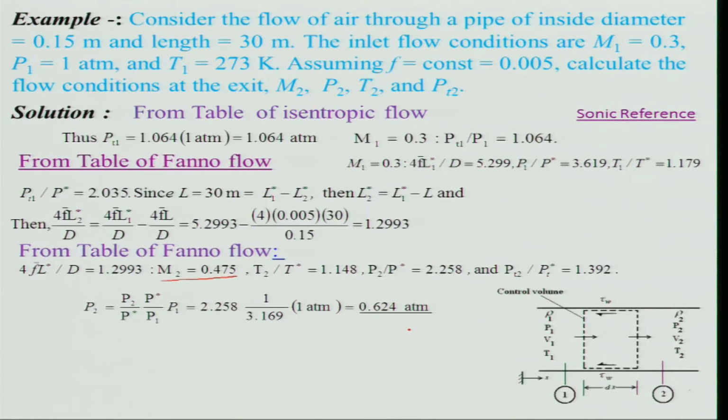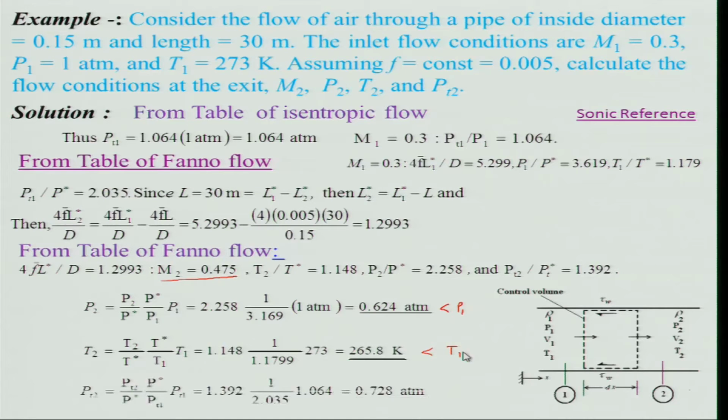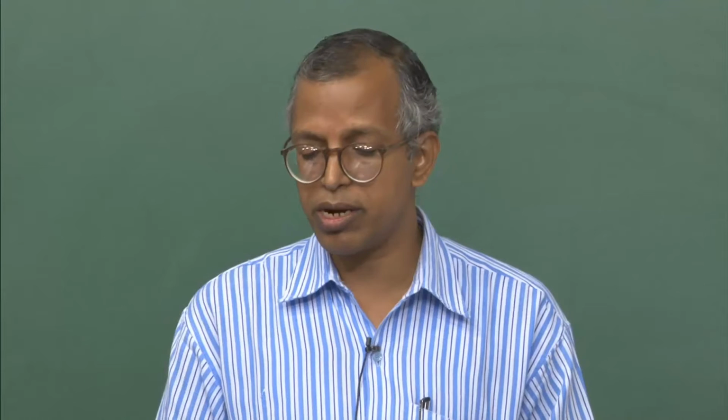Keep in mind that P2 is less than what? Less than P1, right. And similarly, T2 by T star and T star by T1, you just substitute the values, you will get that this is less than T1, right. And for Pt2, you substitute these values, you will get 0.728, and of course, it is less than Pt1, right. That means there will be some losses, total pressure losses.